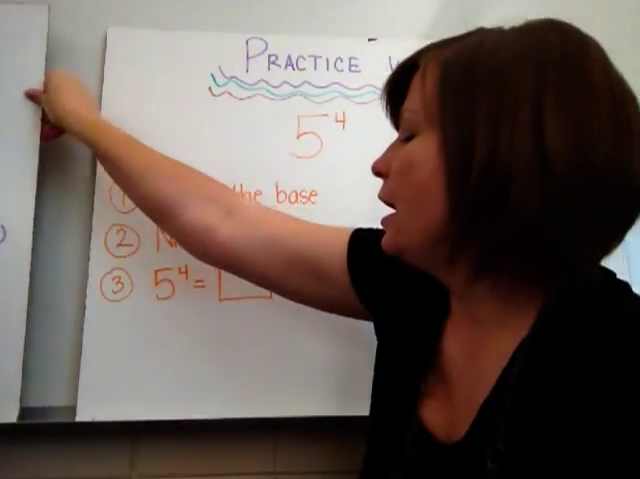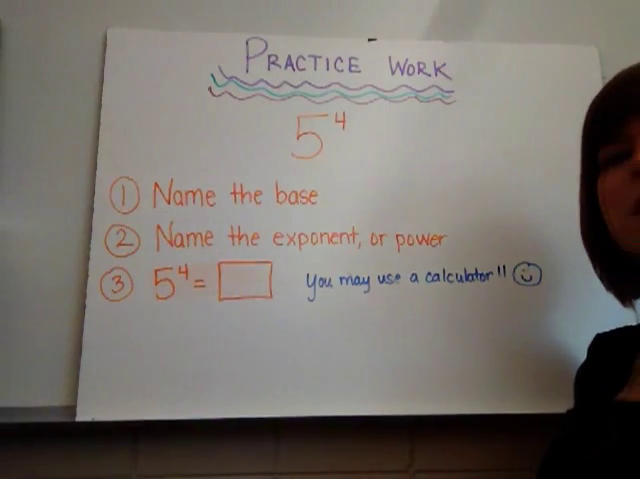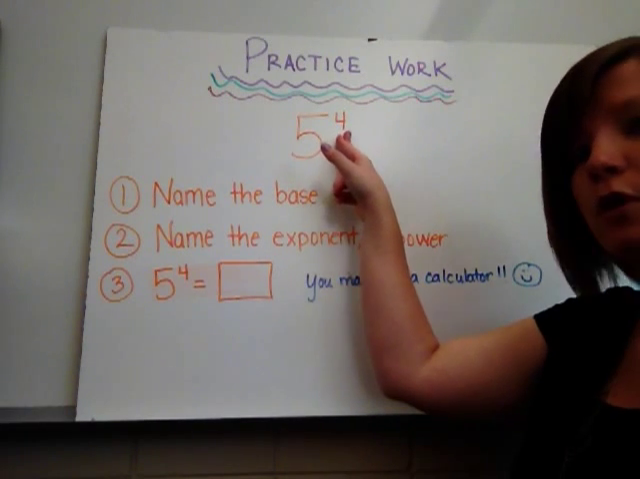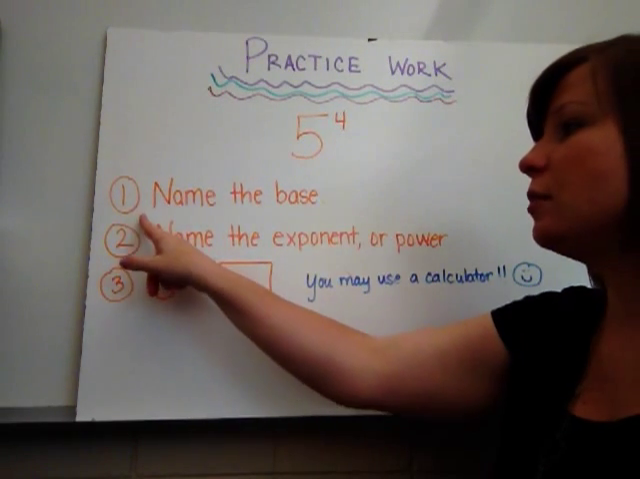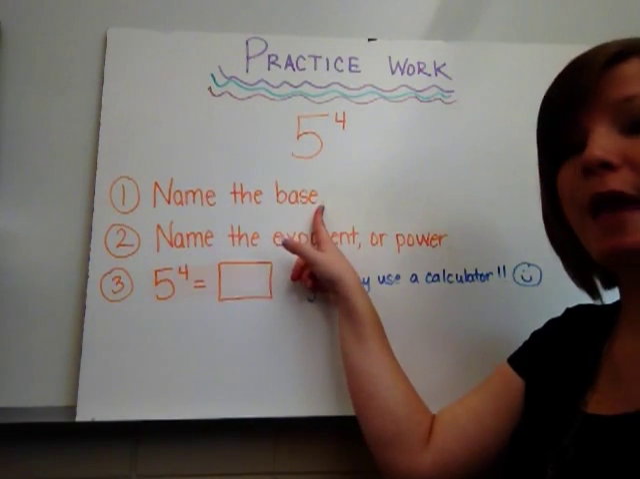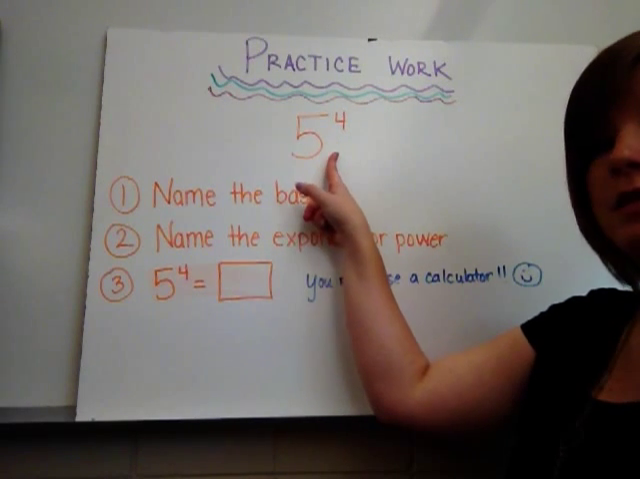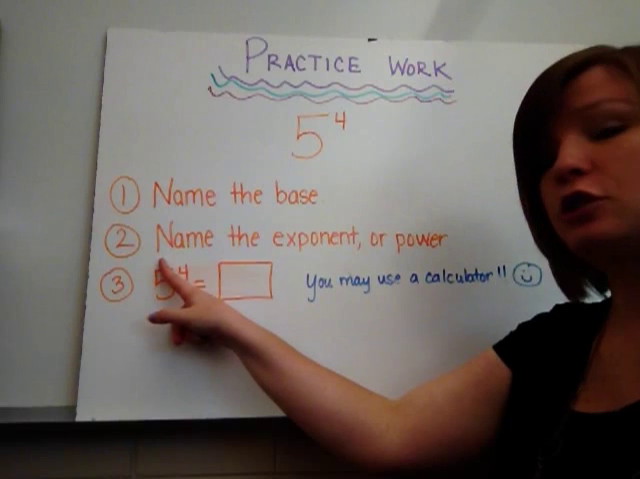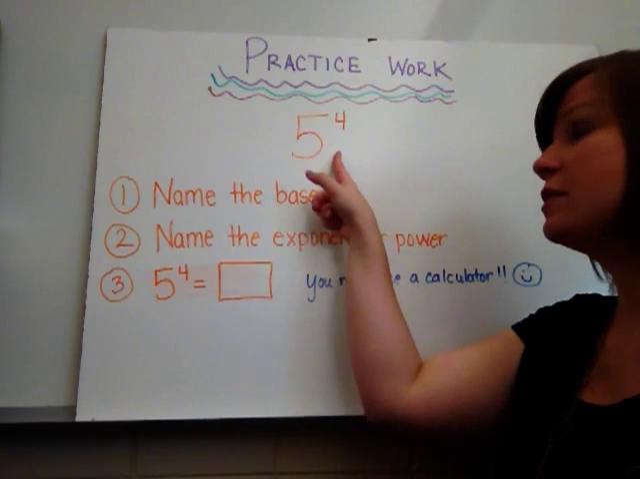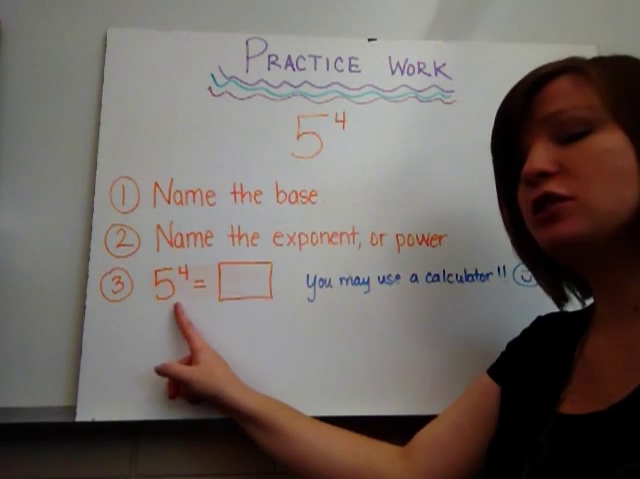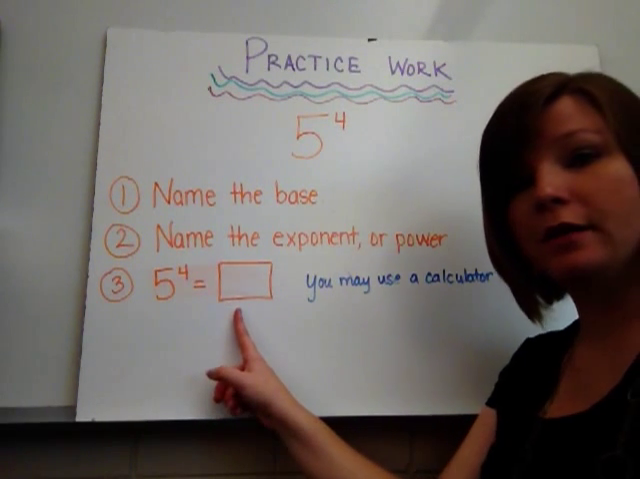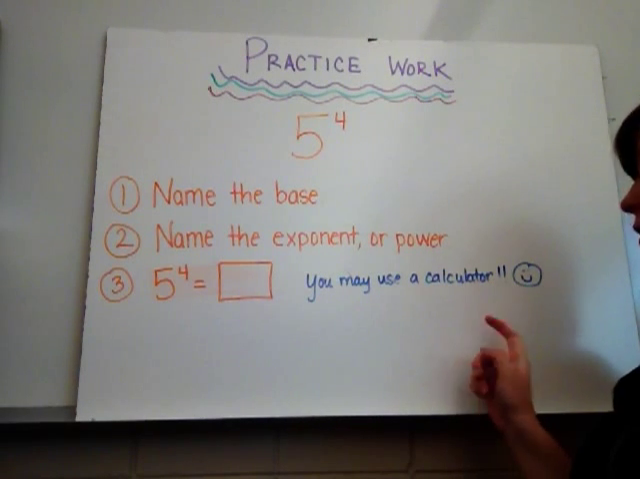And in the practice work section of your notebook, I want you to write this number, 5 to the 4th power. And I want you to number 1, 2, and 3 in your notebook. For number 1, you're going to name the base. What is the base in this exponent? For number 2, I want you to name the exponent, or remember, sometimes we call it the power of this number. And lastly, I want you to fill in the box. 5 to the 4th power is the same as what? And you may use a calculator on this problem.